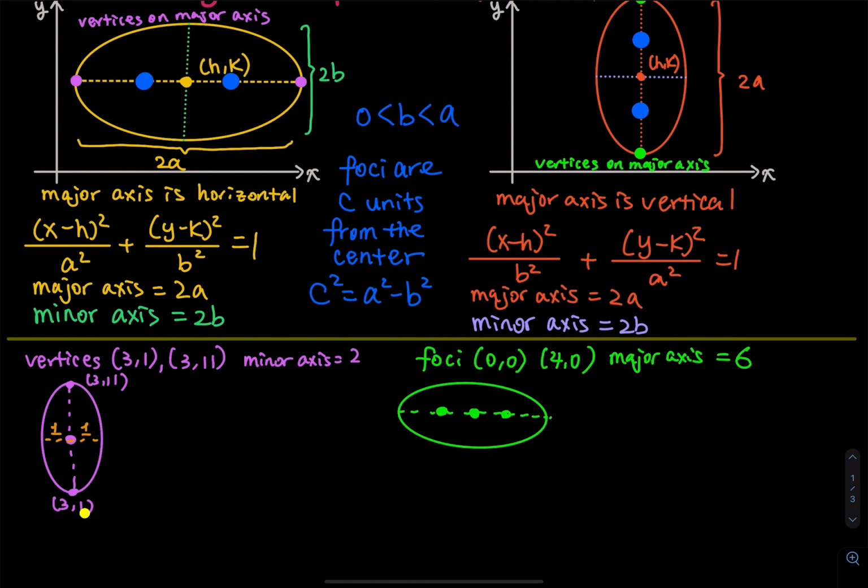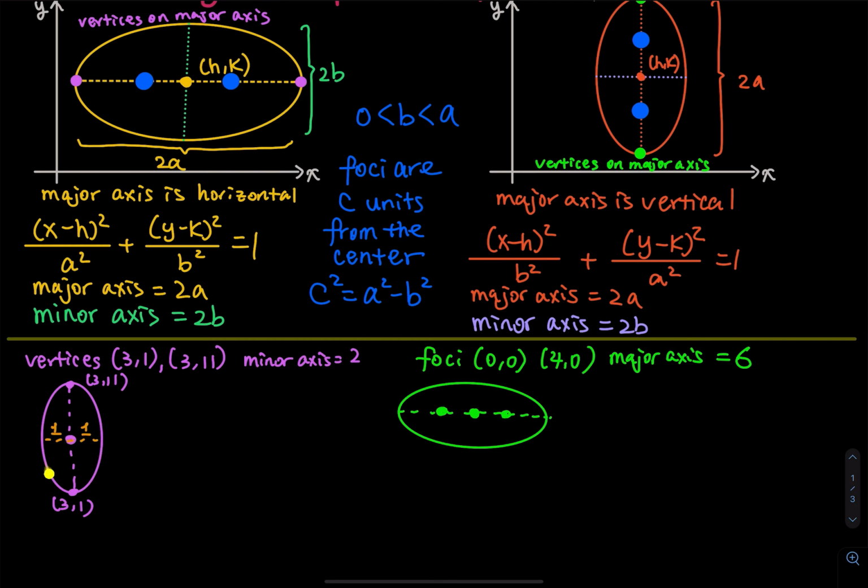So y equals 1 and y equals 11, which is above y equals 1. This one, I don't think it is hard to figure out. y equals 1 and y equals 11, so 1 below and 1 above, and then we have a center right over here, and then you sketch your ellipse.